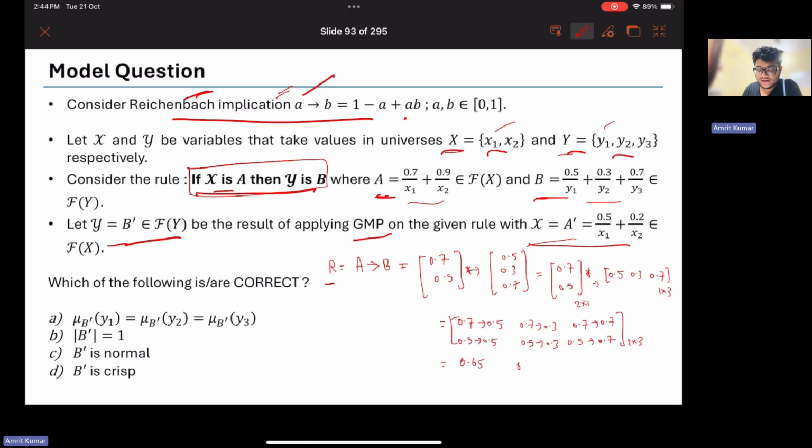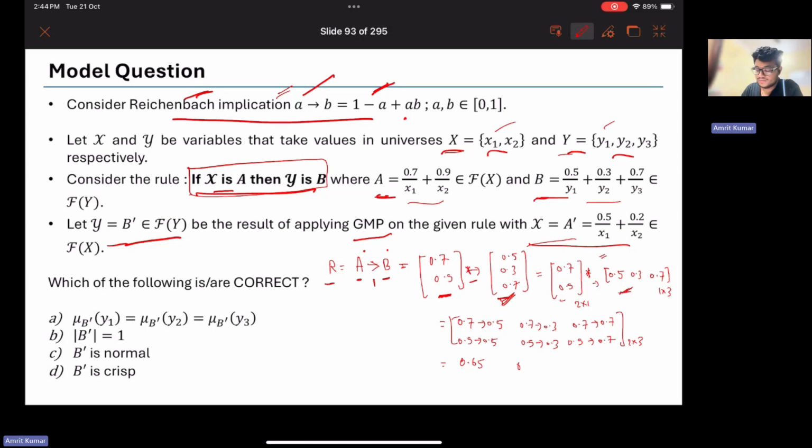And how do we define R? It's essentially the outer product between fuzzy sets A and B based on the implication, this given implication. And since we're computing R, we will look at fuzzy sets A and B as column vectors. So you have 0, 0.7 and 0, 0.9, outer product of this vector with this vector 0.5, 0.3, and 0.7. And this outer product is based on the given implication. I'm just following the definition. So we take the transpose of this matrix, and this is what we get.